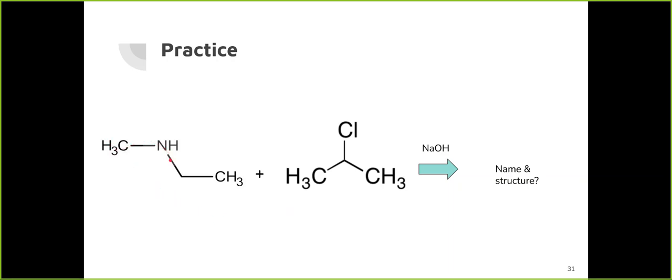So if I took this and reacted it with this in the presence of NaOH, what would be the name and the structure of the resulting compound? Go ahead and give that a whirl. You can just put the name of the compound in the chat.